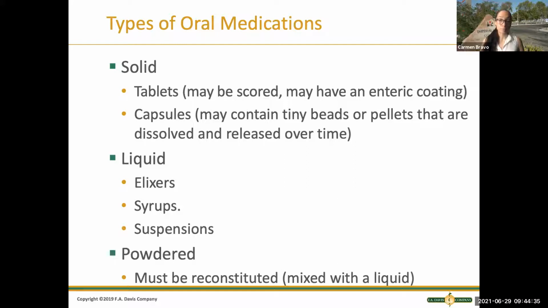There are also capsules, and the capsules, you guys have seen them inside. They have tiny little beads or little pellets that dissolve over time. The same thing: a capsule, when it's ingested, is meant to go to the stomach and then be digested, so that the little beads or pellets start doing their work and start dissolving. They're meant to be dissolved and released over time, not right away.